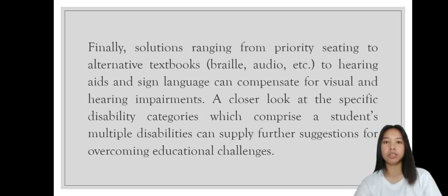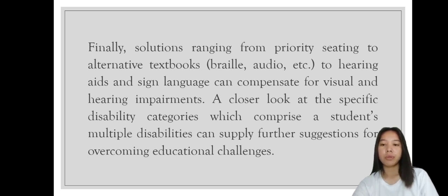Finally, solutions ranging from priority setting to alternative textbooks to hearing aids and sign language can compensate for visual and hearing impairments. A closer look at the specific disability categories which comprise multiple disabilities can supply further suggestions for overcoming educational challenges. So, the solutions mentioned, such as priority setting, alternative textbooks, hearing aids, and sign language, can greatly assist a student with visual and hearing impairments.